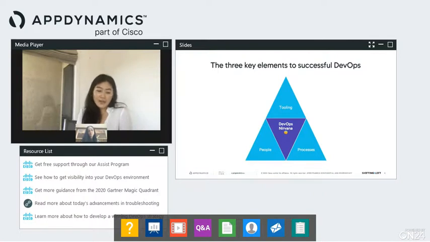The second portion being processes. So I mentioned right at the top of this, our operating models need to evolve the same way that the technology available to build more agile applications that can be iterated upon has evolved. So that's where the processes come in, like, in huge.